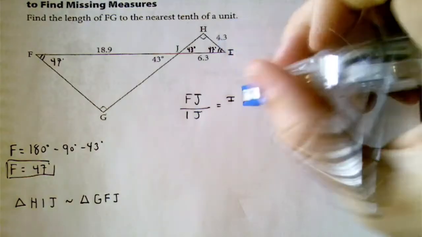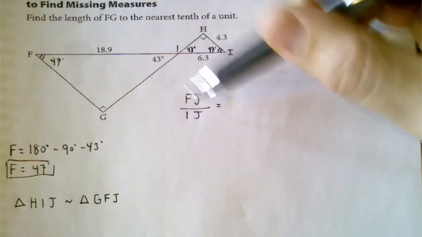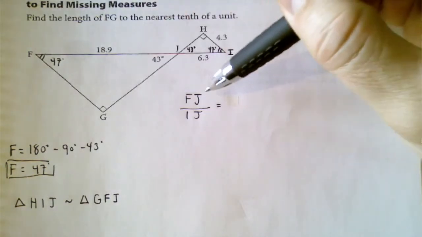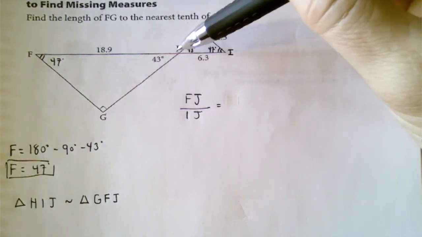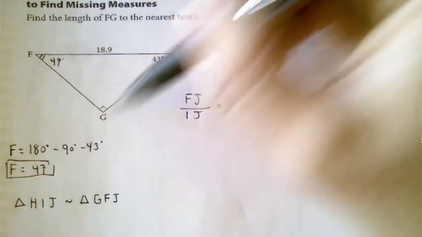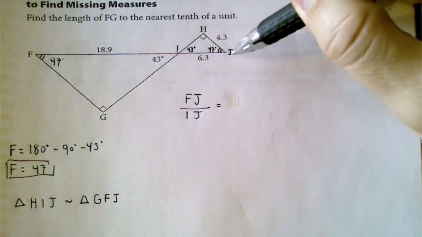Oh, I made a mistake. So the key to writing our pairs is that if we started with the big triangle on top, the big triangle always has to be on top. So I did F to J first. So now my first side also has to be from this triangle. So I did F to J, and that was similar to I to J.